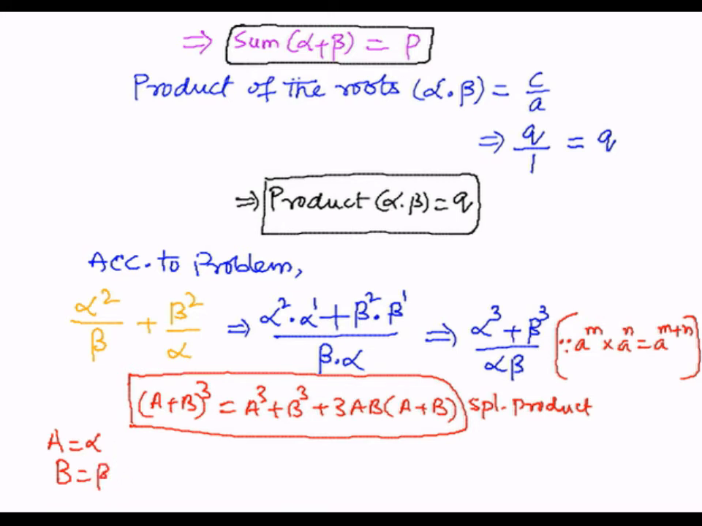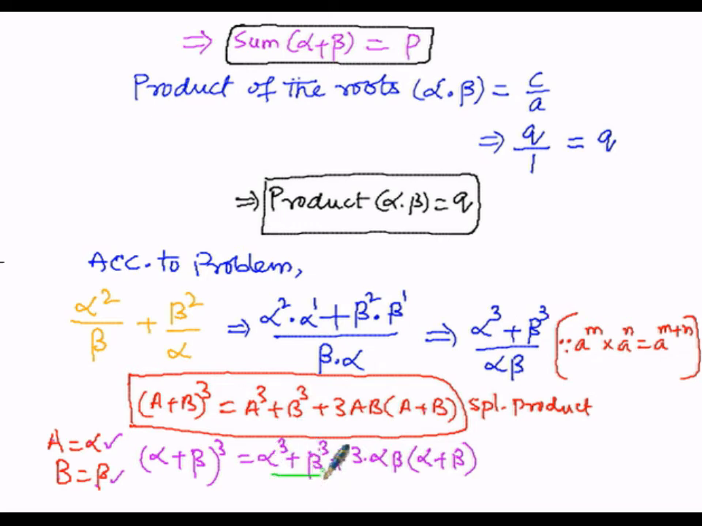Then when a is substituted as alpha and b is substituted by beta, that is alpha plus beta whole cube is equal to a replaced by alpha, that is alpha cube, plus b replaced by beta, so beta cube, plus 3 into ab, that is alpha into beta, so 3 alpha beta into a plus b. So a plus b, that is alpha plus beta. But we need only alpha cube plus beta cube. So here alpha cube plus beta cube is here.